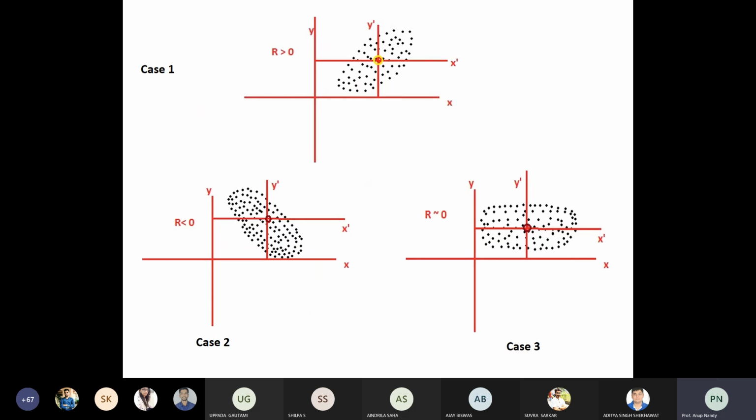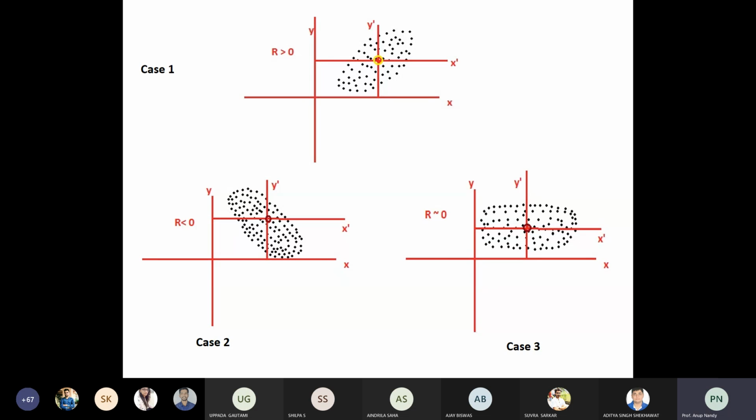So in order to do this, I have plotted three different plots. You may have other plots also, I'm not saying these are the only plots. I have some data points x1 to xn and y1 to yn, and I'm simply plotting them: case one, case two, and case three. As you can see, in the x, y quadrant, when x is increasing, y is also increasing.